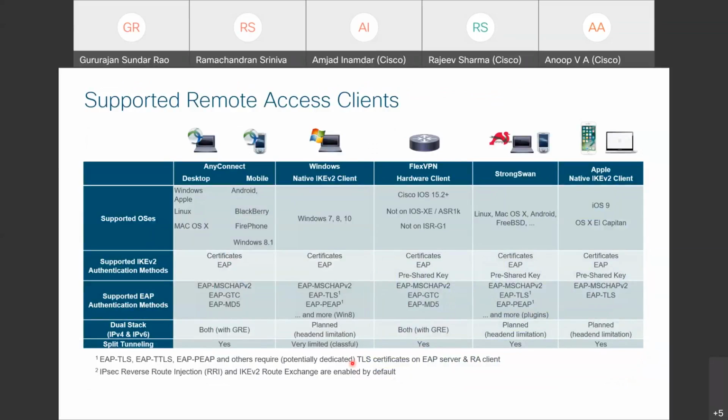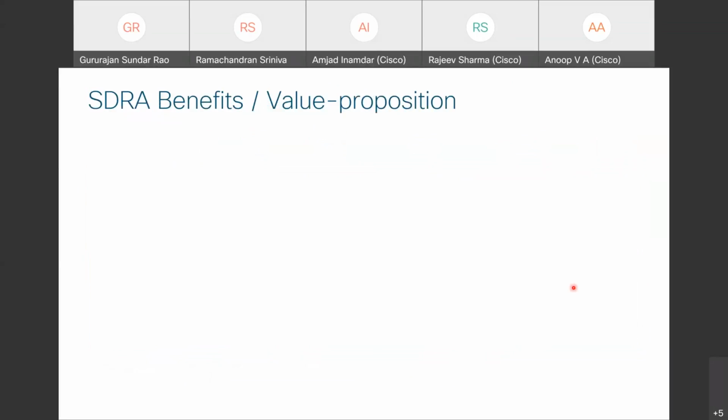Now, just to give an idea, this is the list of remote access clients that is supported by FlexVPN and now SDRA: AnyConnect, Windows clients, the SOHO client, hardware client, strongSwan, and Apple clients as well.